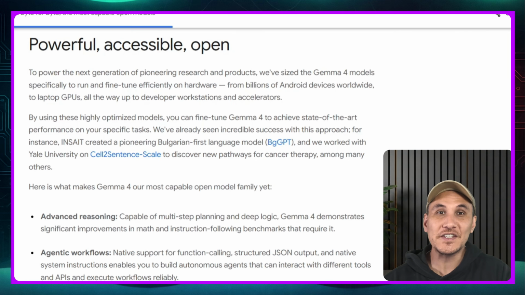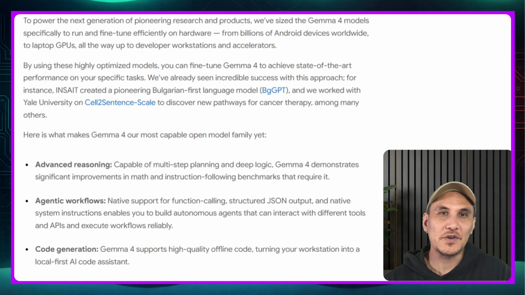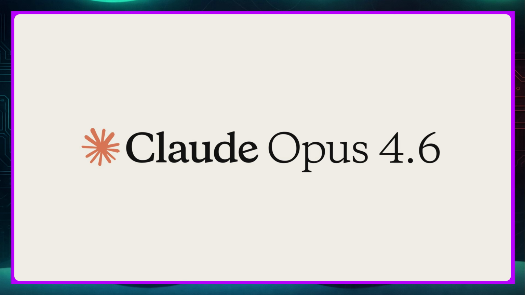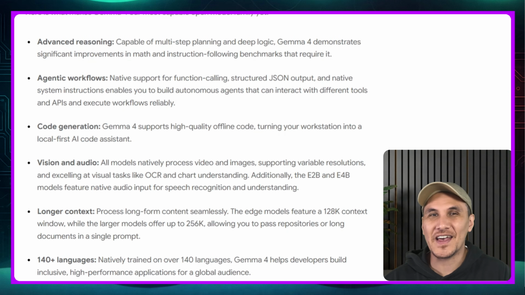So what can you actually do with these models? A lot. Because they natively support structured JSON output and system instructions, you can plug them directly into your agentic workflows to interact with tools and APIs completely autonomously. Now, Google says you can use Gemma 4 for offline code generation to turn your workstation into a local AI assistant. But let's be totally honest, if I'm writing serious code, I still want the biggest, baddest model on the planet. I'm using something like Claude Opus 4.6 or GPT-5. But for local automated tasks, it's fantastic.